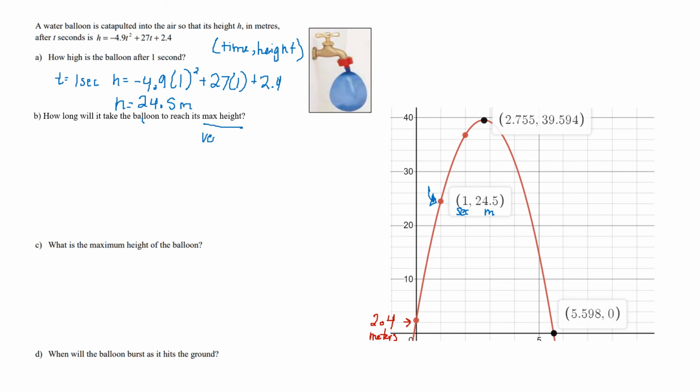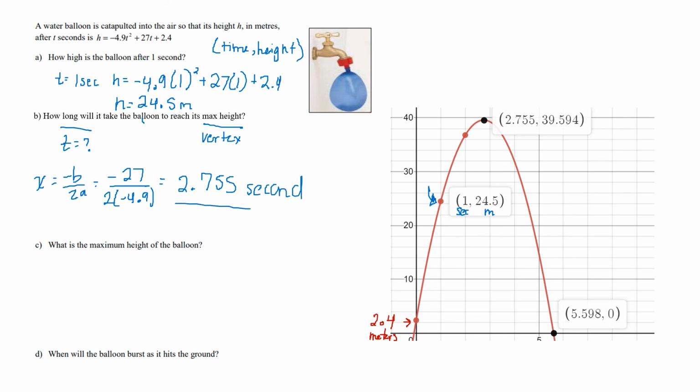How long will the balloon take to reach its max height? Right here tells me I'm finding the vertex. All right. How long tells me I'm looking for t, which we know is the x, so we can use x equals negative b divided by 2a. So negative 27 divided by 2 times negative 4 and 9/10, which if we put that in our calculator, we're going to have to round here. We're going to get 2 and 755 thousandths of a second. So it's going to take that long to reach its highest height, which right here we see is our maximum.